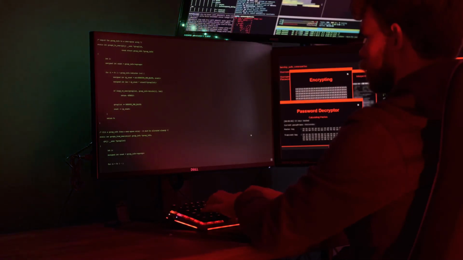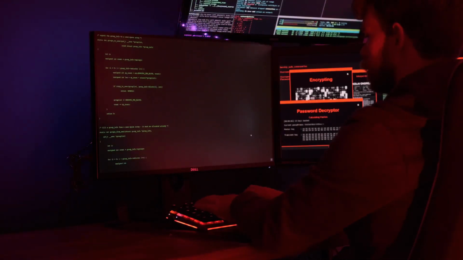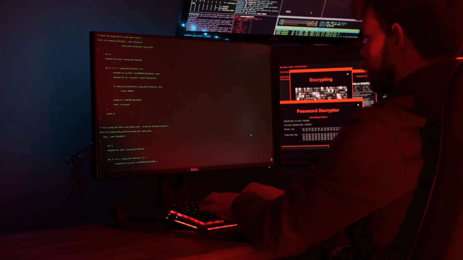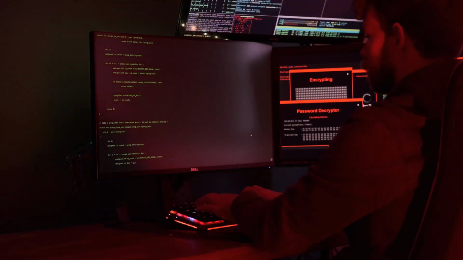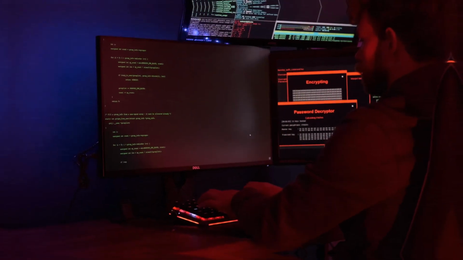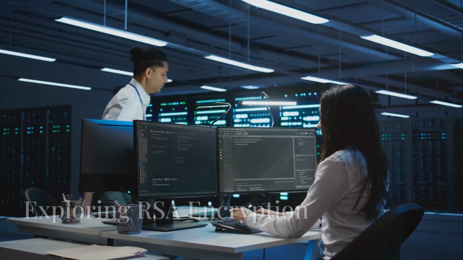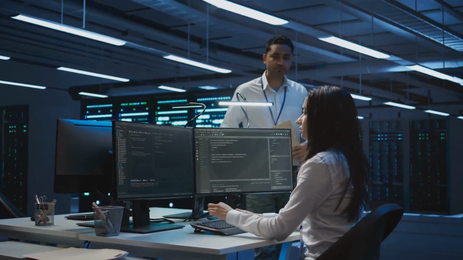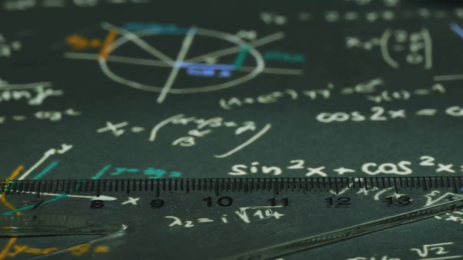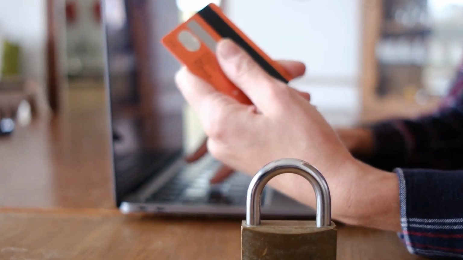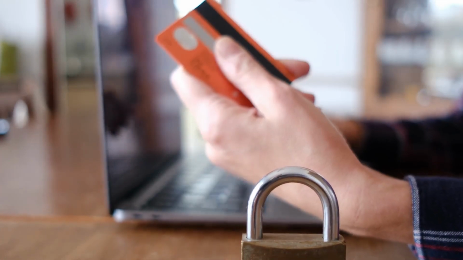Understanding encryption methods like RSA is essential for anyone looking to protect their personal and professional information from unauthorized access and cyber threats. As we delve into the intricacies of RSA encryption, we will explore its underlying principles, how it functions, and its significance in various applications, from secure emails to online banking.